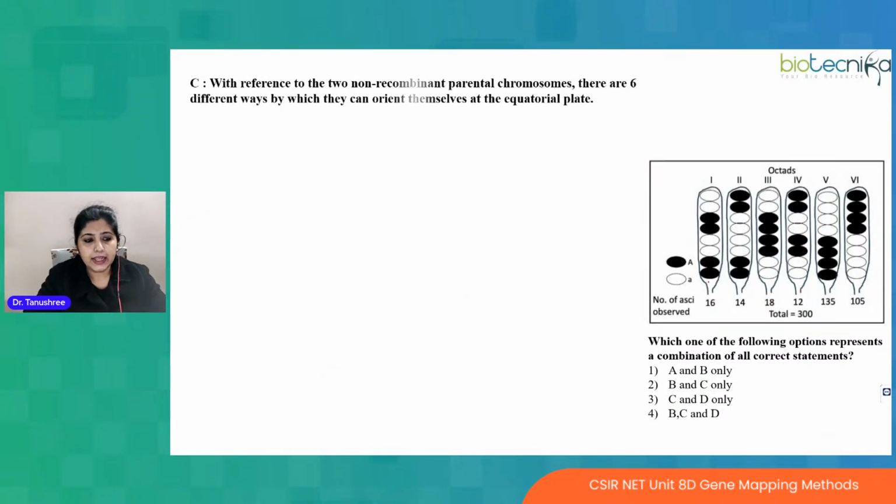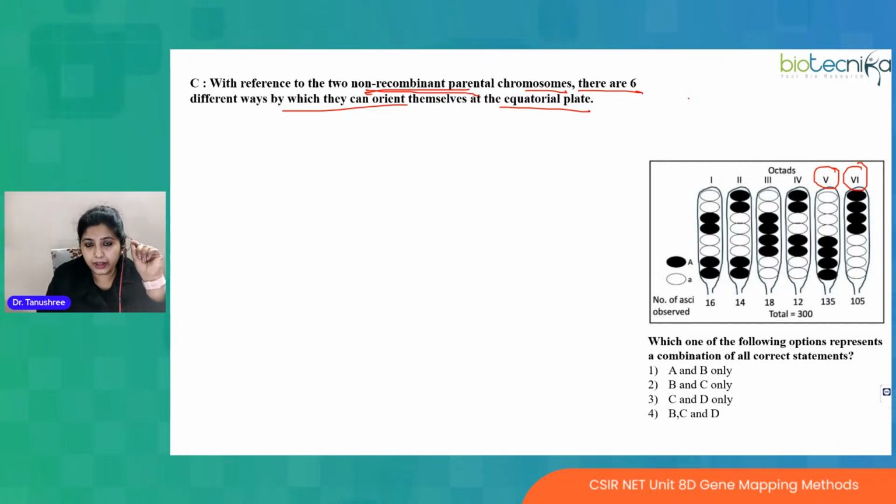Then C is: with reference to the two non-recombinant parental chromosomes. What are the two non-recombinant parental chromosomes? The fifth and sixth are representing the parental ones, because no crossing over event is happening here. You get a 4:4 ratio when there is no crossing over, so obviously you will get parental combinations. It is mentioned that with reference to the two non-recombinant parental chromosomes, there are 6 different ways by which they can orient themselves at the equatorial plate.